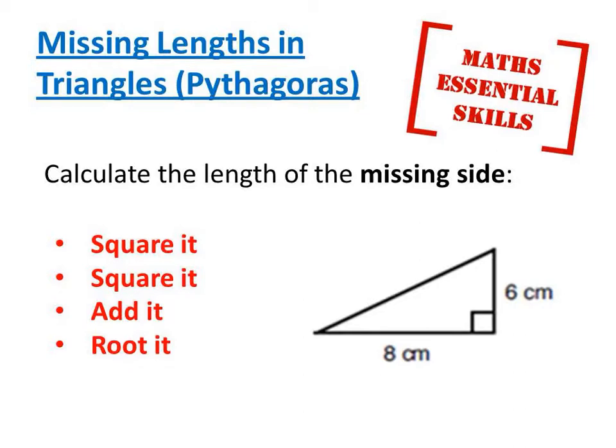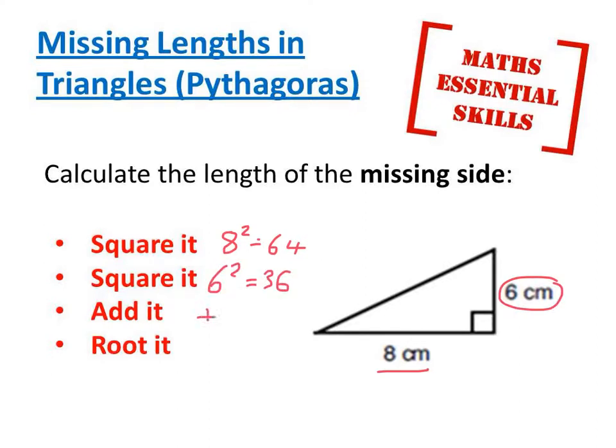So, on this particular question, we want to know the longest side of the triangle. This is also known as the hypotenuse. So, first of all, we'll square it. We start with one of our numbers. 8 squared is 64. We'll do the other side. 6. 6 squared is 36.